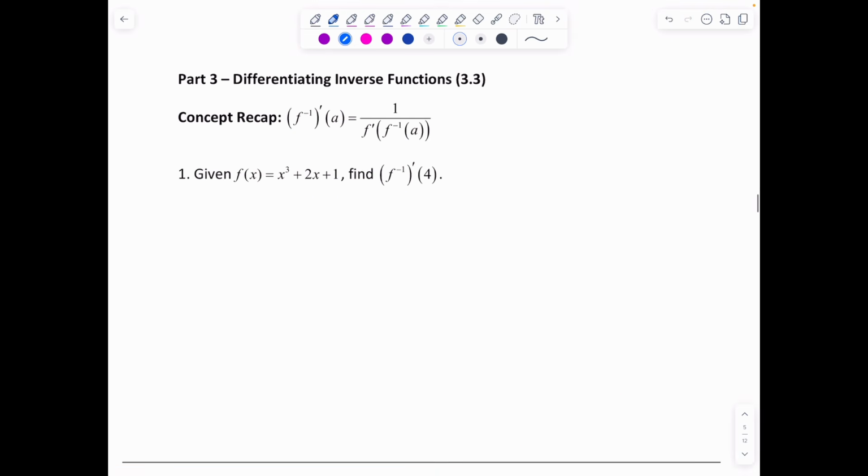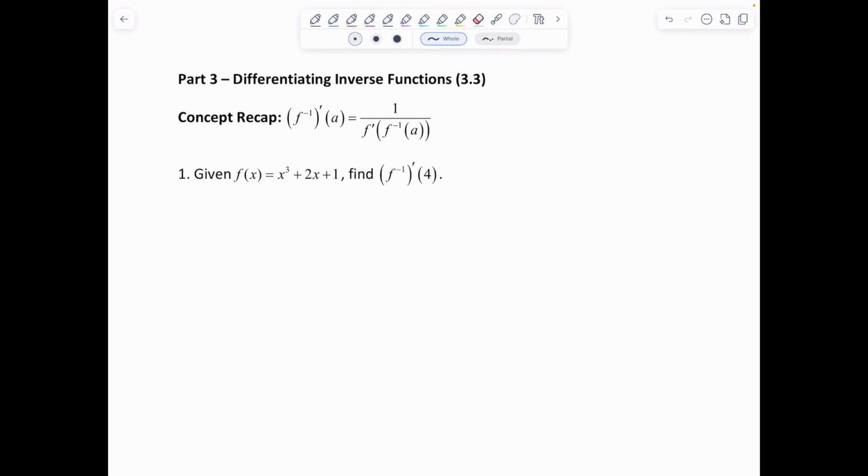Differentiating inverse functions. So you're just going to really have to put this formula to memory. The derivative of the inverse of a function is 1 over f prime of f inverse of a. So let's look at an example here. In this case, f of x is x cubed plus 2x plus 1. It's going to be basically impossible to get x by itself as a function of y. So if we need the derivative of the inverse function, we're going to utilize this formula.